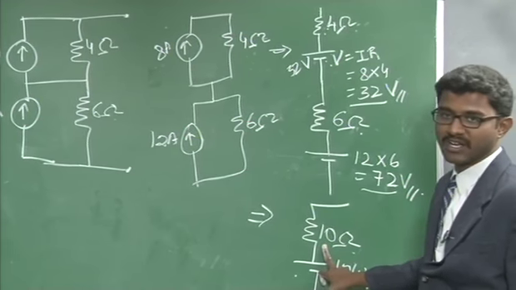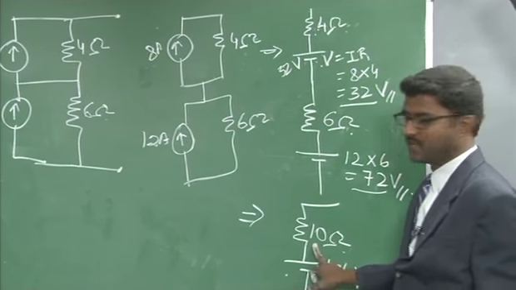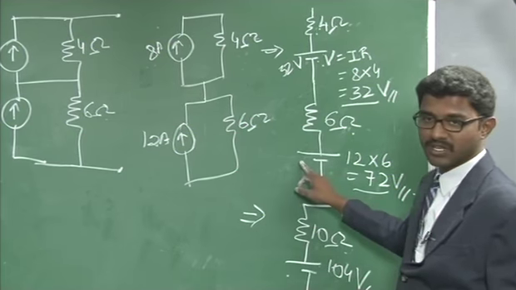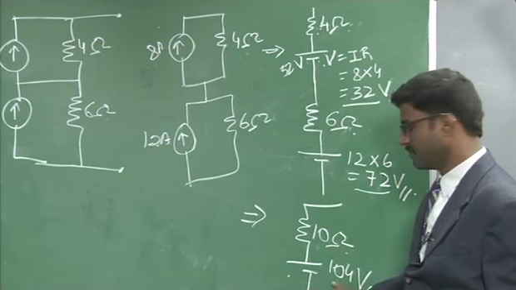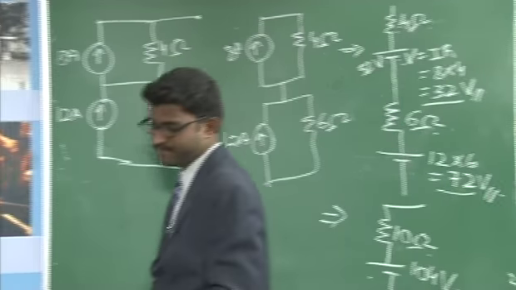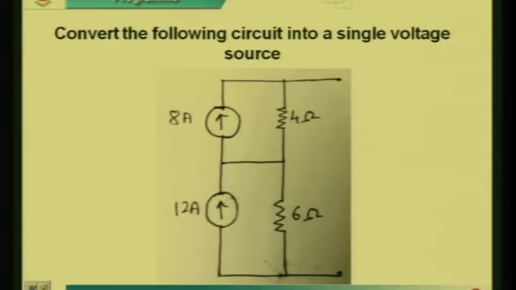As 6 and 4 are connected in series, you need to add them up. Similarly, there are two voltage sources in series, that is 72 volt and 32 volt. So you need to sum them up, which will become 104 volt. We'll go to the next problem.